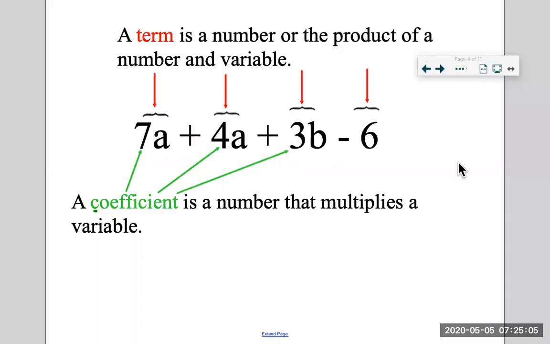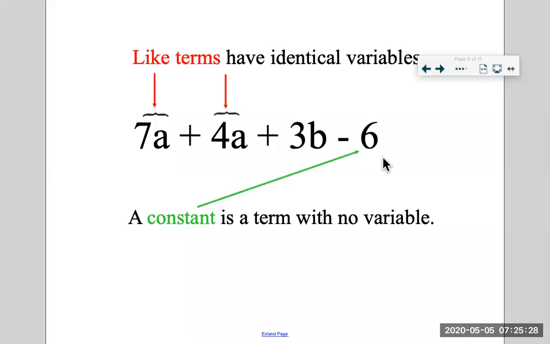That number in front of the variable that tells you how many times that variable gets repeated is called the coefficient. It is simply the number that is being multiplied times the variable. This expression has 3 coefficients, 7, 4, and 3. The -6 is called a constant because it is a term that is just a number. It always stays the same, and there's no variable attached to it. So the constant in this case is -6.